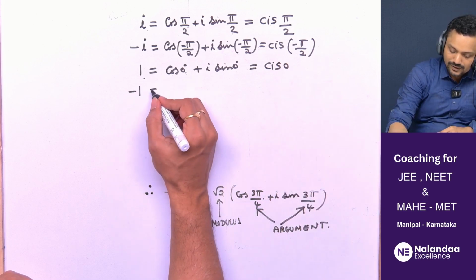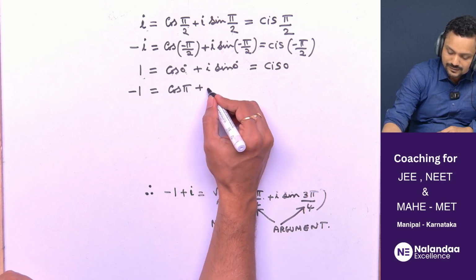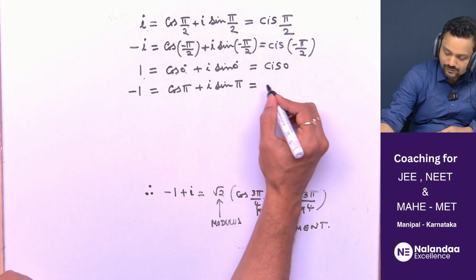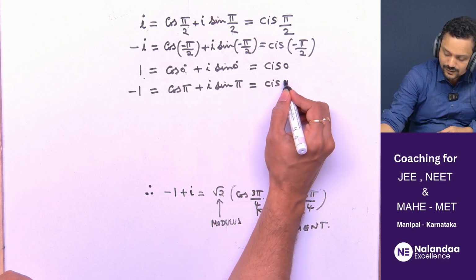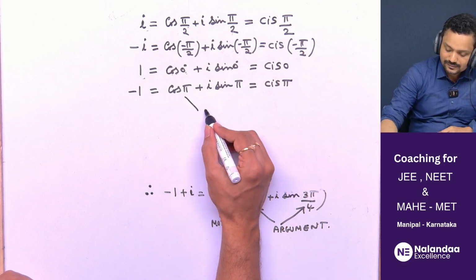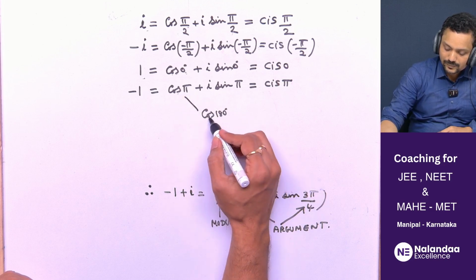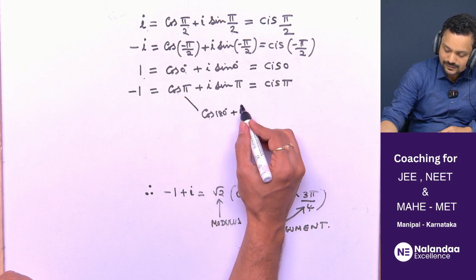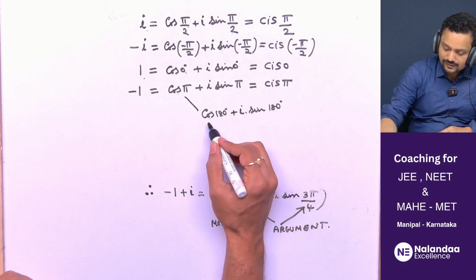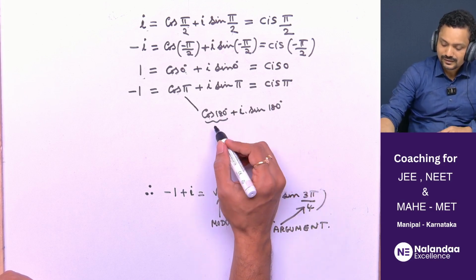And the polar form of minus 1 is cos pi plus i sin pi. This is the polar form which is written as cis pi. If you have finished allied angles by now, you will be knowing this. Cos pi means cos 180 plus i into sin 180. And if you do the allied angle calculation, which we are not interested in here, you get minus 1.